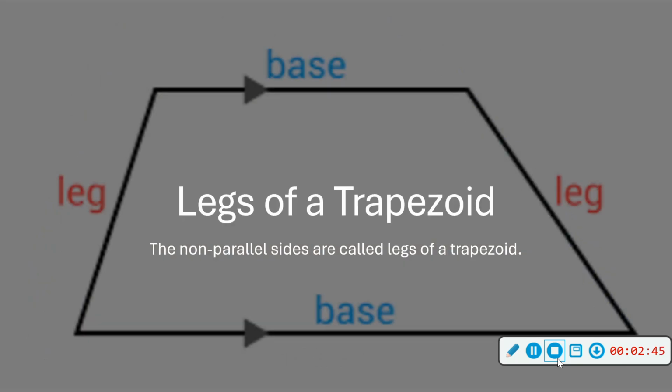Legs of the trapezoid, that's the non-parallel sides, and they're called the legs. So notice top and bottom are parallel. They have the arrow. They say base. Sides to the left and right are the legs.